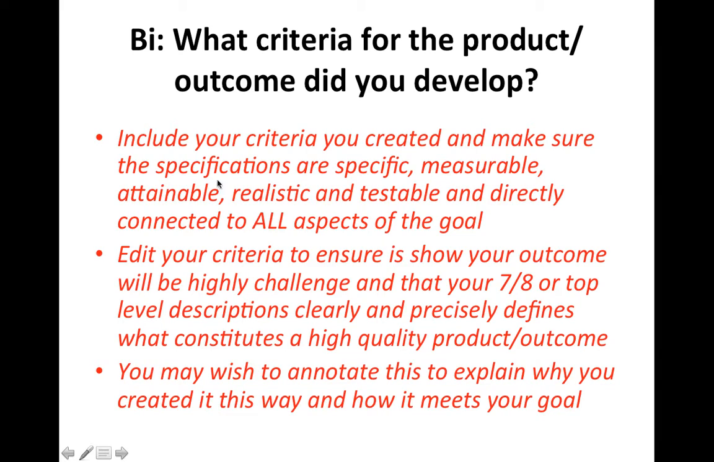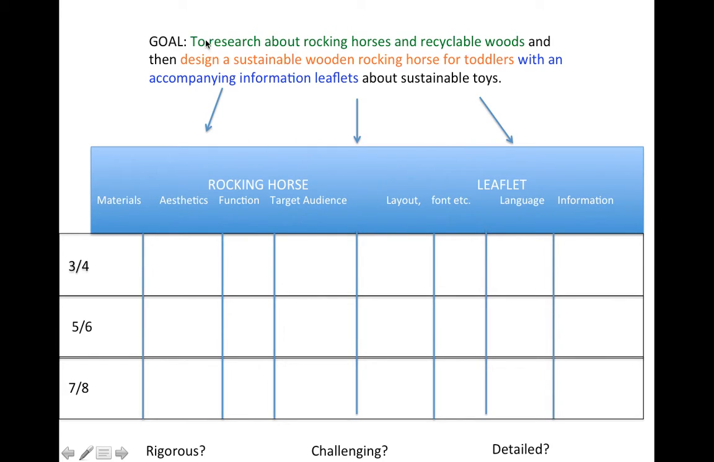Make sure it's measurable, the achievements are attainable and realistic, and that your criteria link to all the aspects of your goal. I'll give you an example. My goal was to research rocking horses and recyclable woods. So in my criterion, I need to make sure that I've got a section on where I'm going to be demonstrating that research. The next part is designing a sustainable rocking horse. This is where my criteria is going to talk about the actual rocking horse.